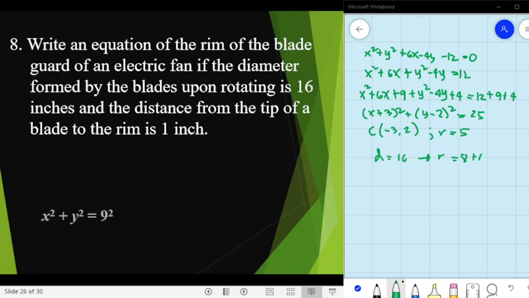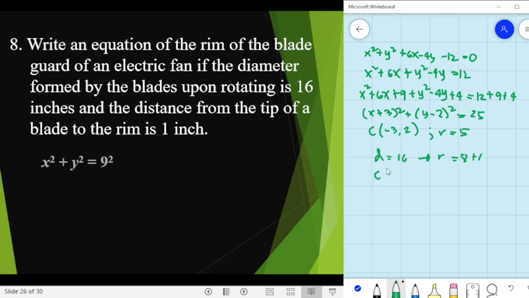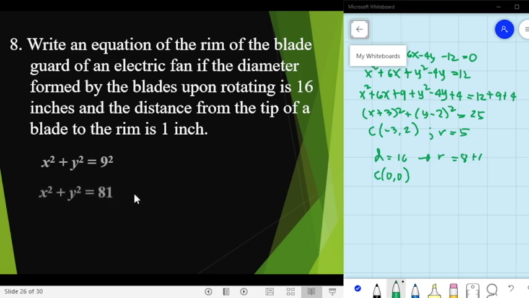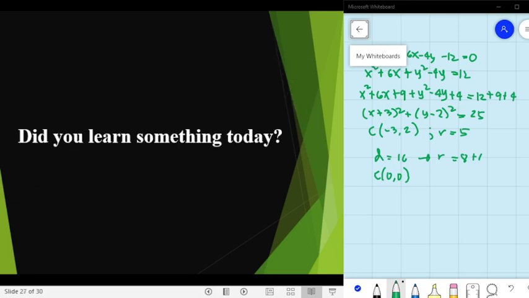So that is why the equation would be, since we are given no center, we assume that the center is at the origin or 0, 0. So x minus 0 squared is x squared plus quantity y minus 0 squared is y squared equals 9 squared. So therefore, our equation of the rim of the blade guard of an electric fan is x squared plus y squared equals 81. Okay, so did you learn something today?